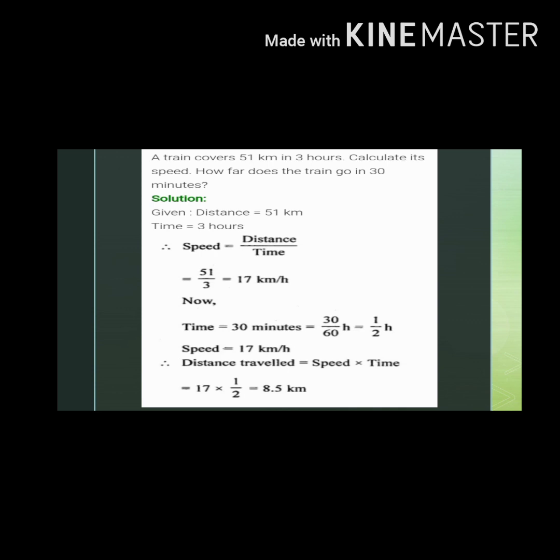Now we have to find the distance traveled by the train in 30 minutes. So time equals 30 minutes. That means we have to convert it into hours. So it will be half an hour. And speed is 17 km per hour. So distance traveled is equal to speed into time. That is 17 into half equal to 8.5 km.